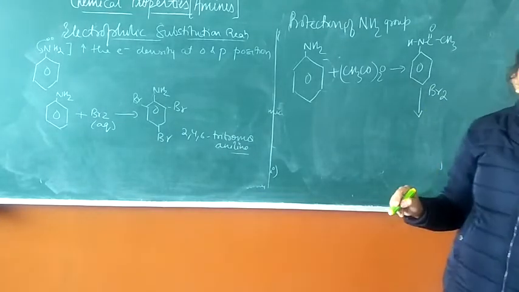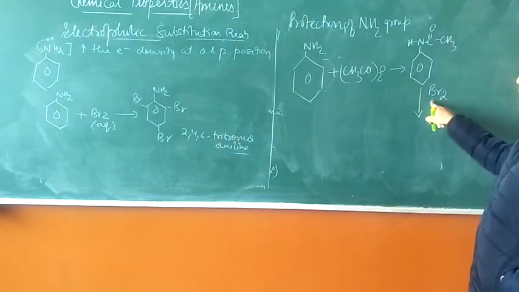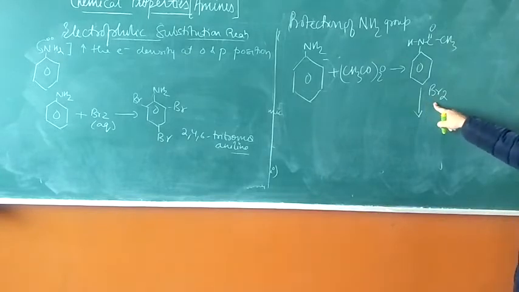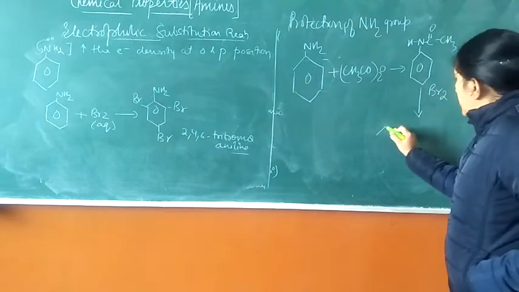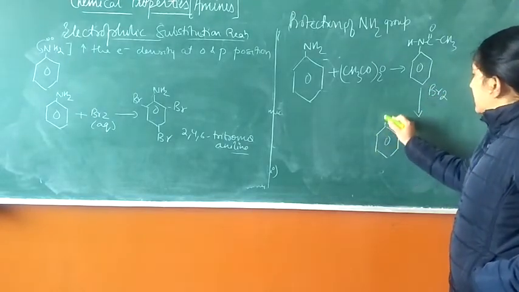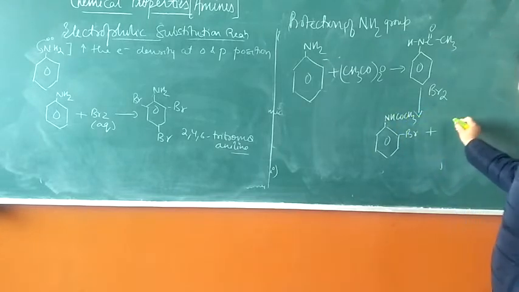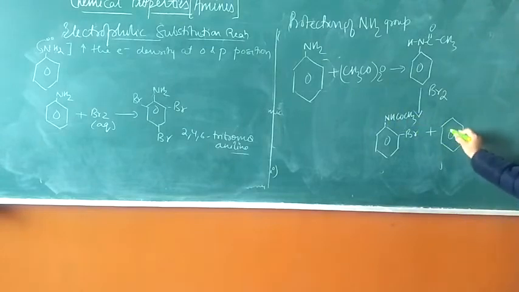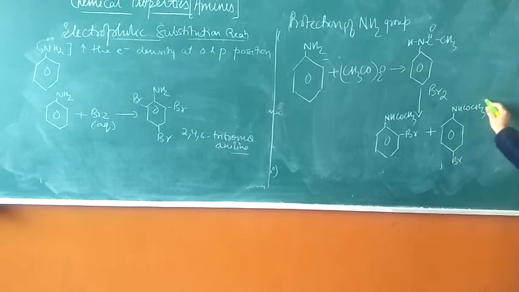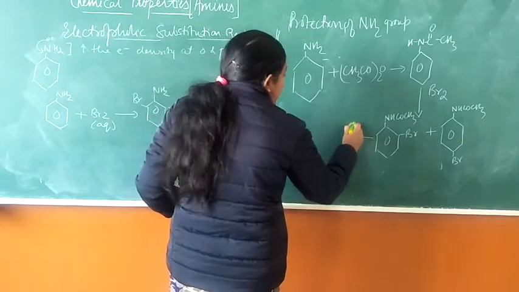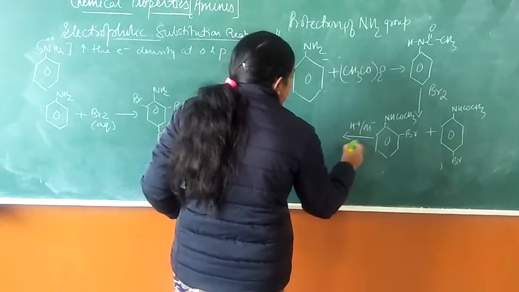Next, whichever substitution we want to do, either bromination, nitration, or sulfonation, we will follow it next. In nitration we will add concentrated nitric acid and H2SO4. If sulfonation, we will add sulfuric acid at this step. When the bromination takes place, with NHCOCH3, we will get the product at the ortho and para positions. Now we have to remove this group. For that, we will carry out hydrolysis, whether in an acidic or basic medium.